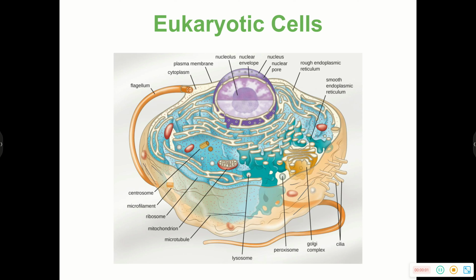So we talked about the beginning part of cells. We talked about cell theory, and all those other things in the first part of this. Now we're going to talk about the eukaryotic cells.